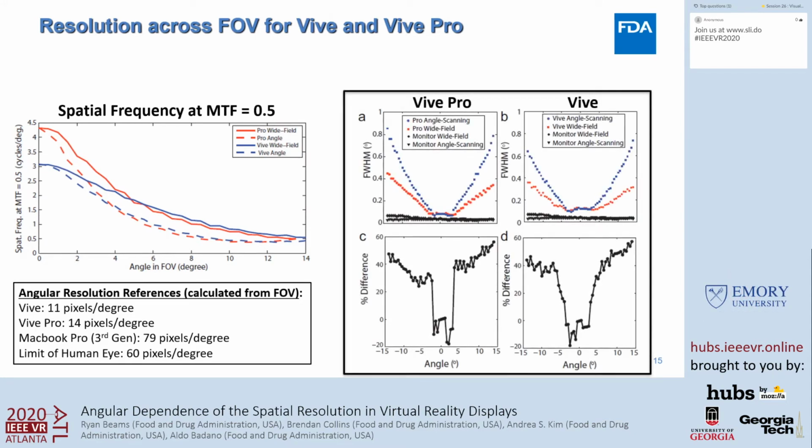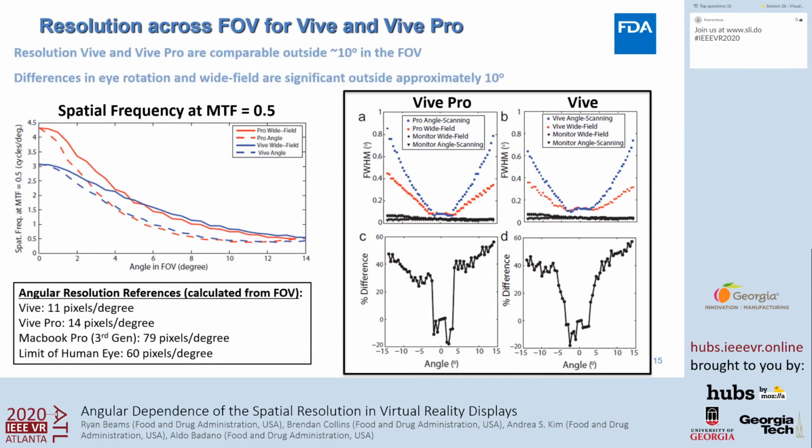And then finally, we can compare these by looking at the full width half max of the line spread response as a function of the angle in the field of view. Again, we see this narrow 10-degree window where the device performs quite well, and then it starts to drop off quite quickly in resolution, and it drops off much faster for the angle scanning method. If you look at the percent difference between the two methods at say 15 degrees, it's around a 40% difference. This really illustrates that it's important to consider how you're going about measuring these devices.